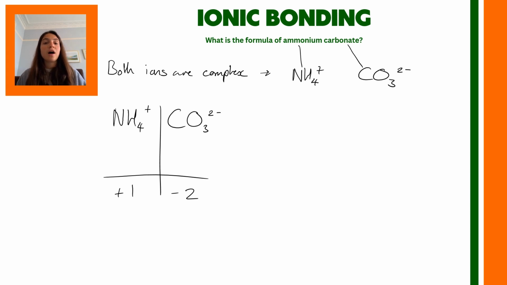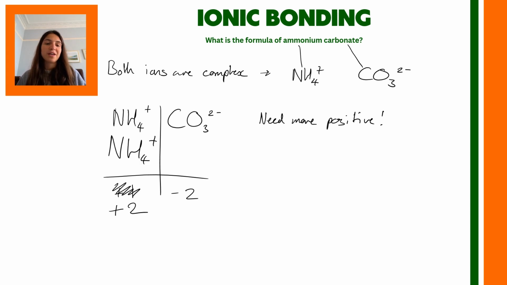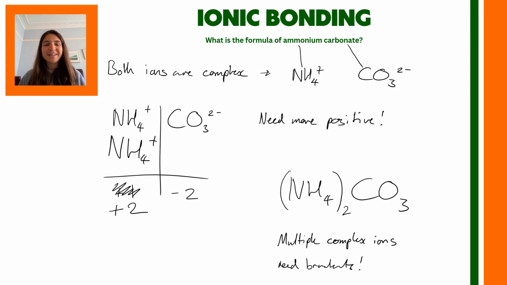Okay, so I'm going to put them in my table, and on my left hand side I have got a positive charge of +1, and on my right hand side I have got a negative charge of -2. So I need more positive ions. So let me add another ammonium, and that changes my left hand side to +2, and my right hand side is still -2. So that's all good. I can write NH4 brackets and then put that 2 outside of the brackets, and then carbonate CO3.